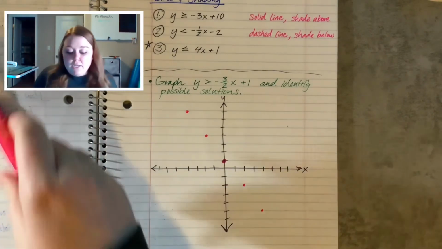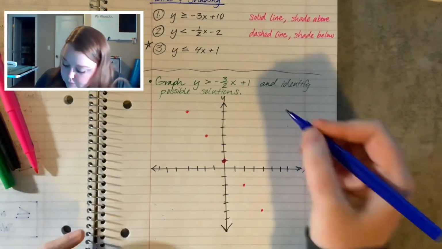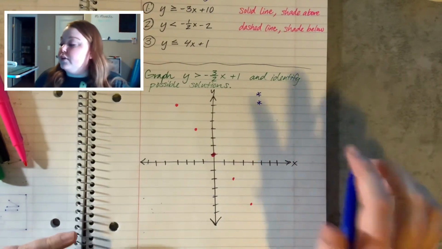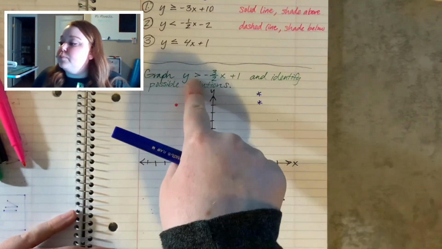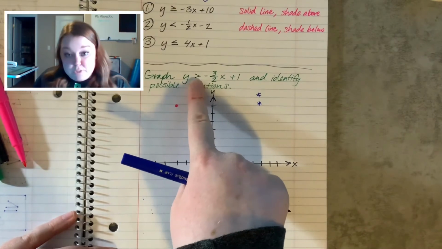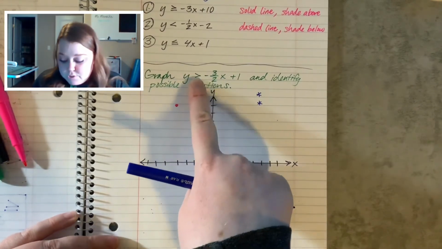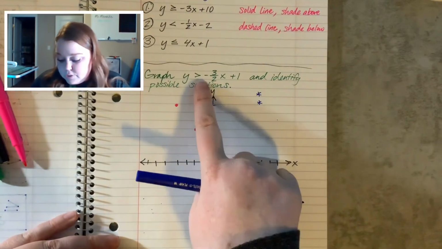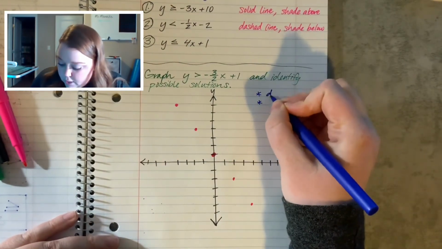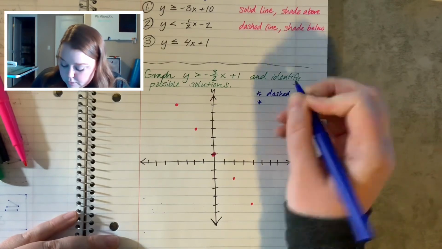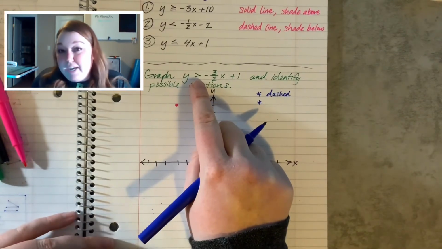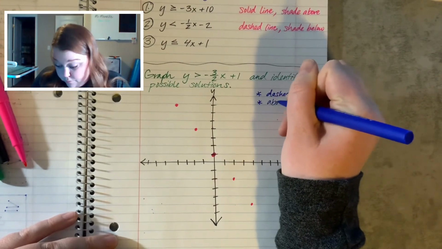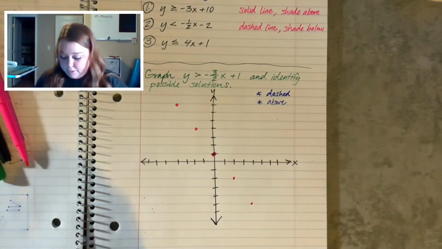And then here's where you have to really tell yourself two things. I look at that symbol, and that symbol tells me two things. First of all, should the line be solid or dashed? Because it's not equal, it's got to be dashed. And that symbol says greater than, so I'm going to shade above the line because it's greater.